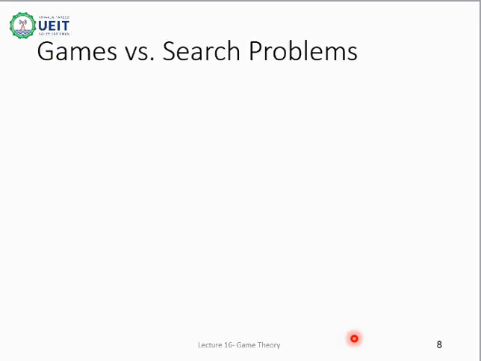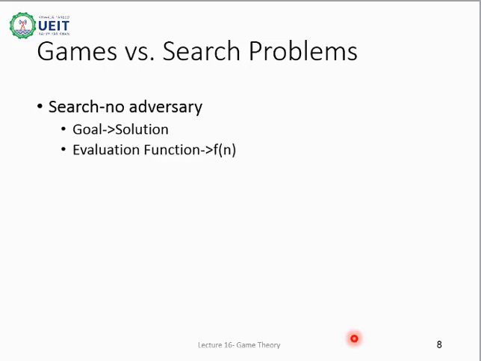Now let's see how two-player games are different from search, or how games are different from search problems. Let's discuss search first. We are well aware of the phenomenon of search. In search, we do not have any adversary or opponent. The solution is a method for finding a goal. We are always looking for a path that leads us to the optimal goal. We have an evaluation function in search, which is an estimate of cost from start to goal through given nodes.